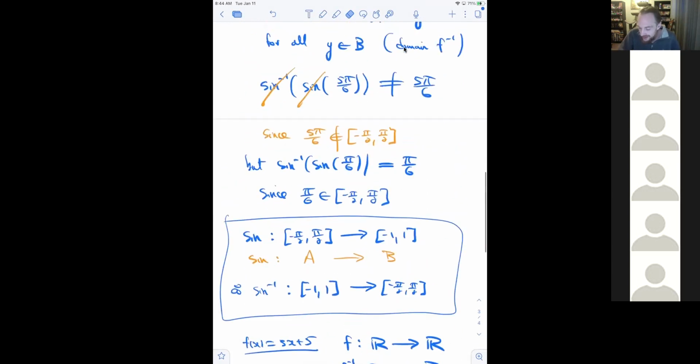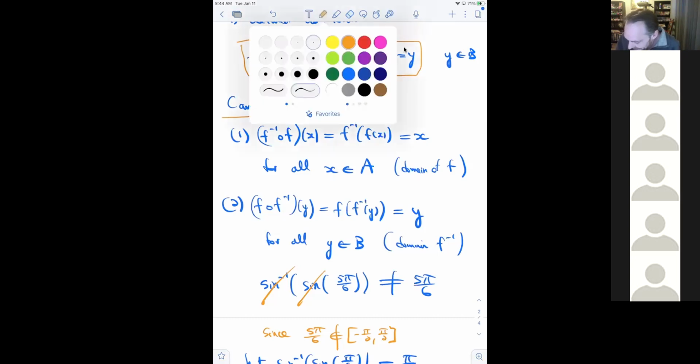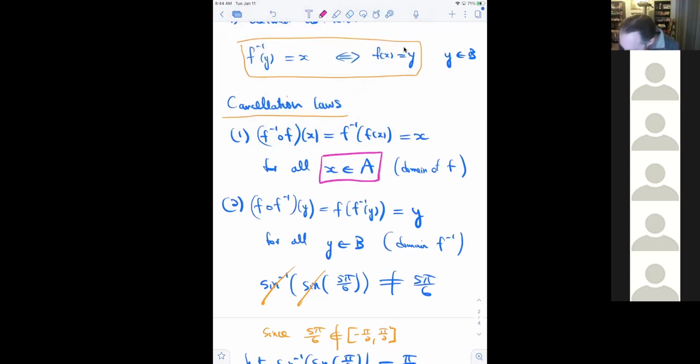The cancellation laws only work when you're in the domain of f, or in the domain of f inverse, depending on which one we're starting with. And they'll immediately try to bait you, and you're like, I thought you said you could cancel. And I know the most important part is always that only in certain sets can you cancel these things.